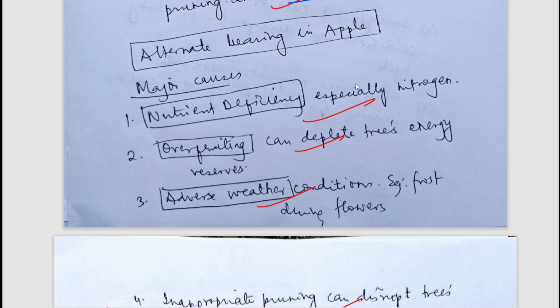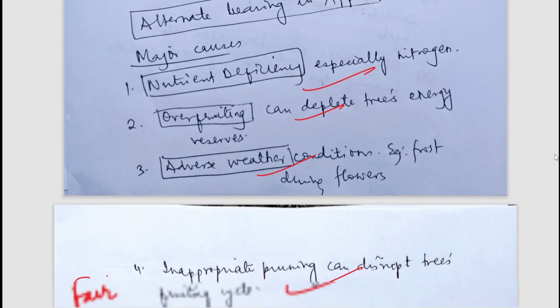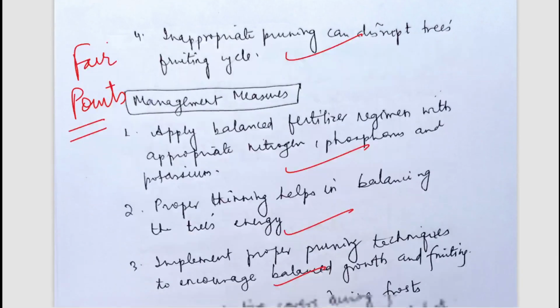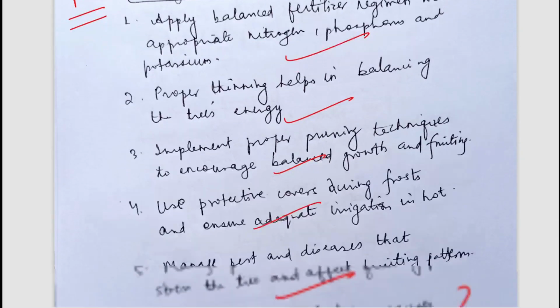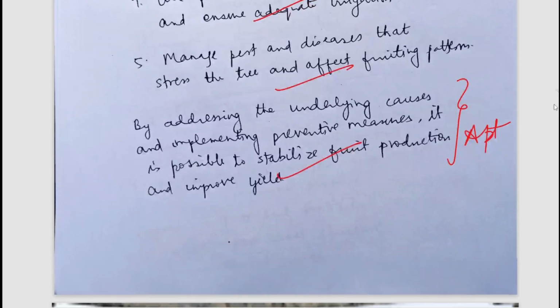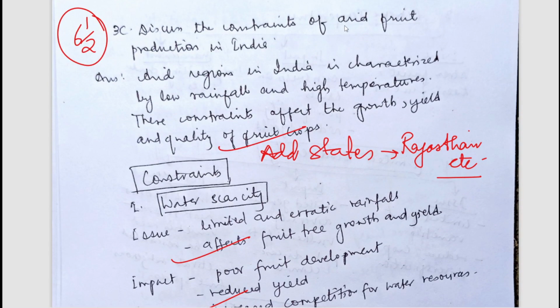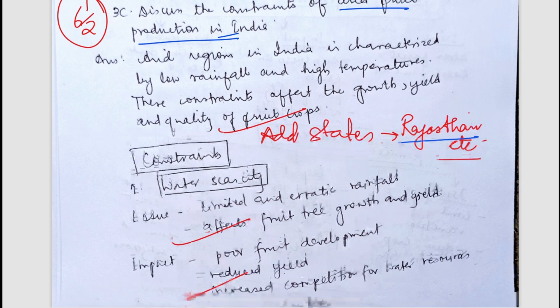Similarly, alternate bearing in apple has been mentioned, and you can pause and read it. Similar points have been written. Management measures are also similar. So well written answer. Let's move to the next question. So the next question is, discuss the constraints of arid food production in India. So what is arid food production? That is food produced in the arid regions of our country, such as states like Rajasthan. So what are the constraints there?